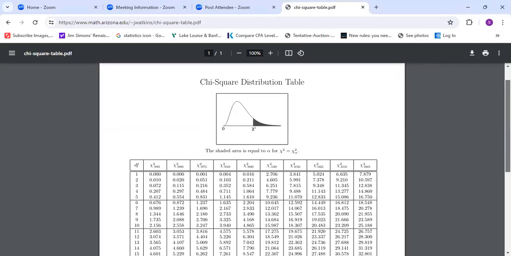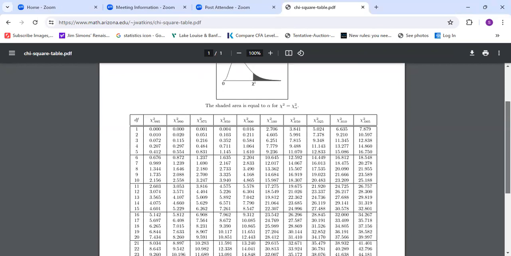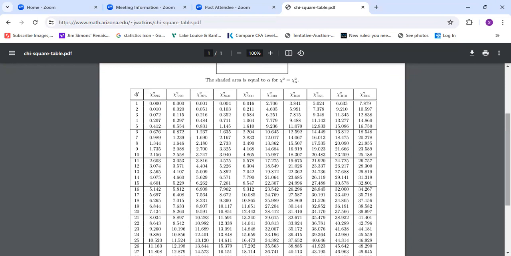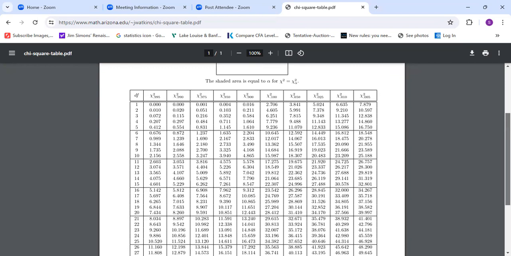Okay, so this is the table we are going to use. My degrees of freedom is 24. So the first column is degrees of freedom, 24. I'm looking for 24, and then I'm looking for chi-square 0.975, which is the third column. So I draw the horizontal line through 24 and the vertical line through chi-square 0.975. They intersect. So let me make a note of it. Chi-square 0.975 for 24 degrees of freedom is equal to 13.848.